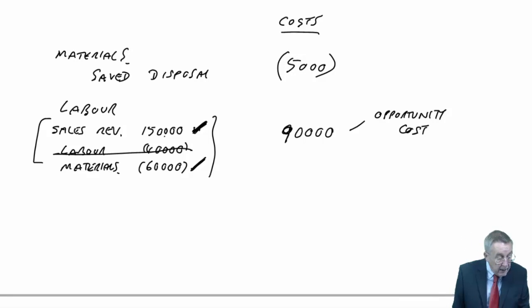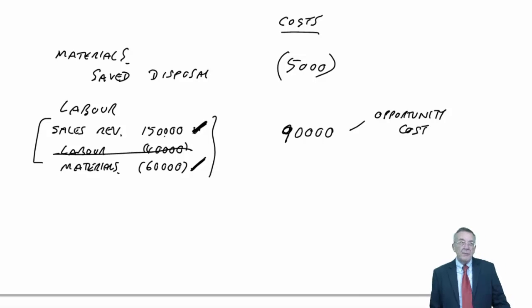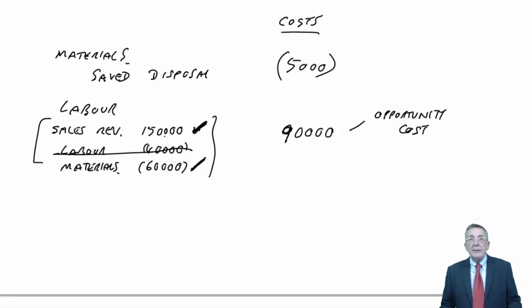There is one more bit here, which I've ignored so far. The last sentence under labour says the overhead absorbed into this production would amount to 20,000. Well, again, remember, if we absorb overheads, we're simply charging overheads. And that in itself is not relevant.